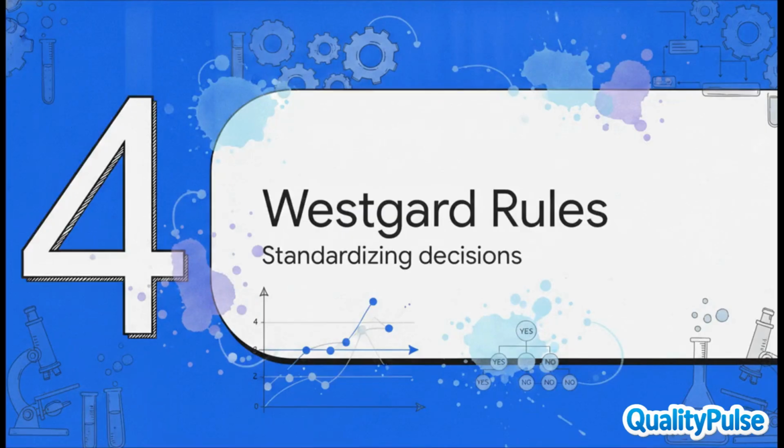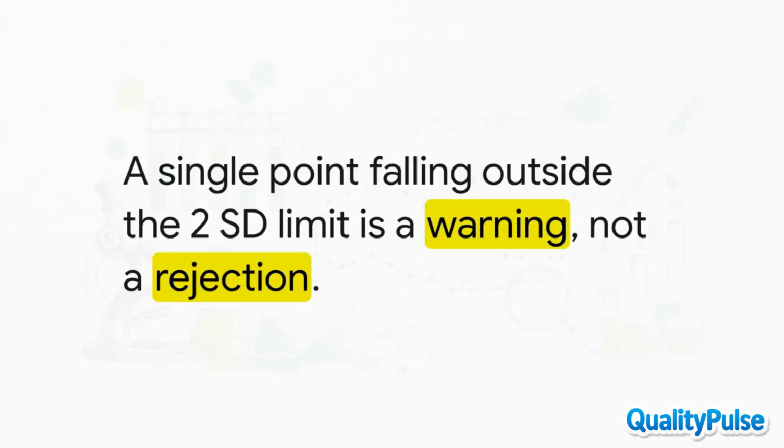Now, to stop guessing and start making totally standardized decisions about all these points, we use a multi-rule system introduced by Dr. James Westgard back in 1981. Welcome to Section 4, Applying Westgard Rules. Dr. Westgard created a brilliant shorthand notation for this. Our first rule is the 1-2S rule.